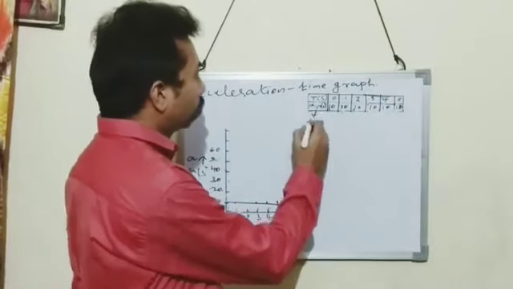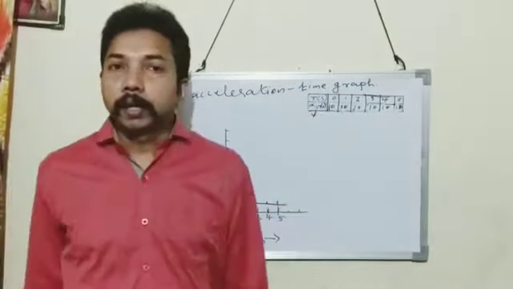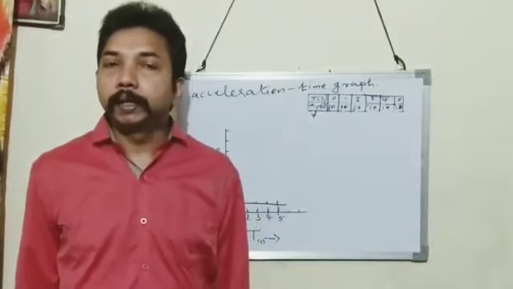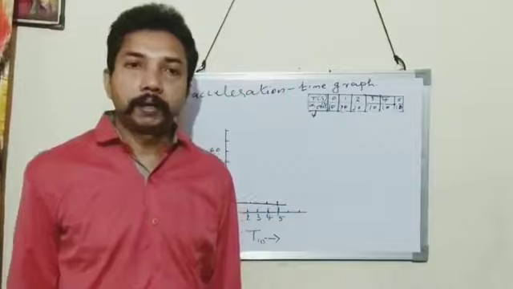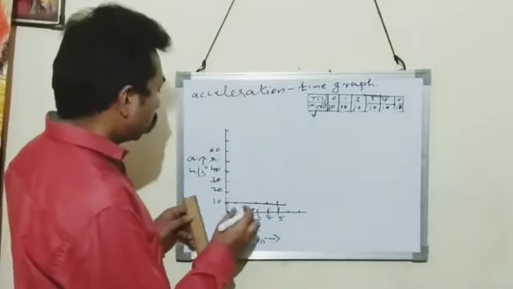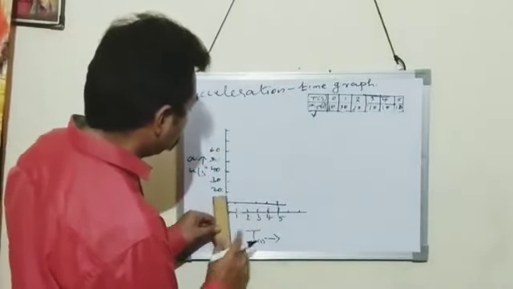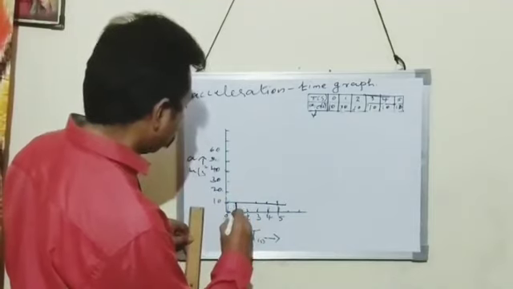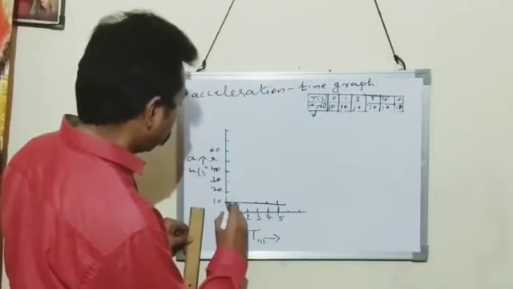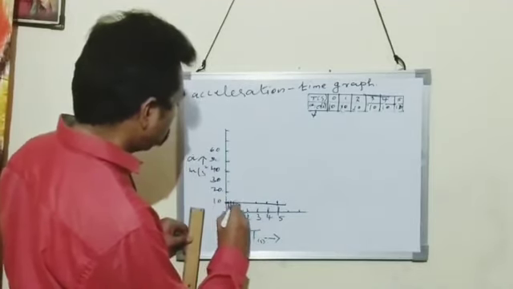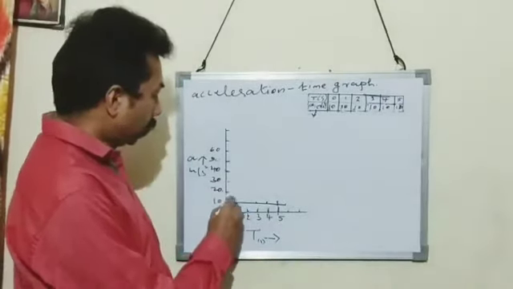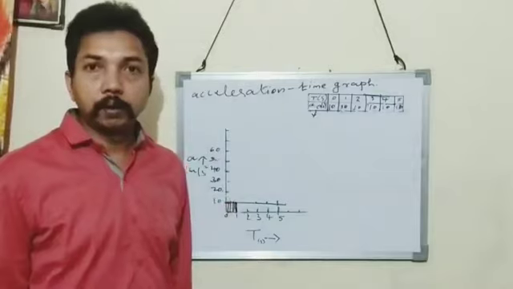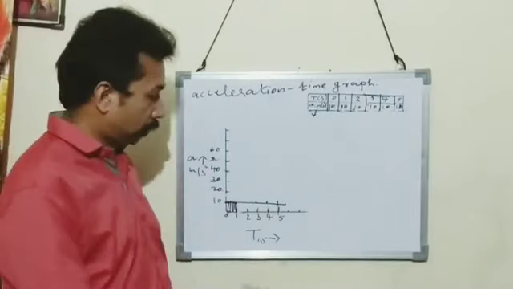The velocity can be calculated by finding the area between the graph and the x-axis. So what is the velocity in 1 second? To find the velocity in 1 second, you have to find the area of this portion. So this is a rectangle, and the area of a rectangle is equal to length into breadth.